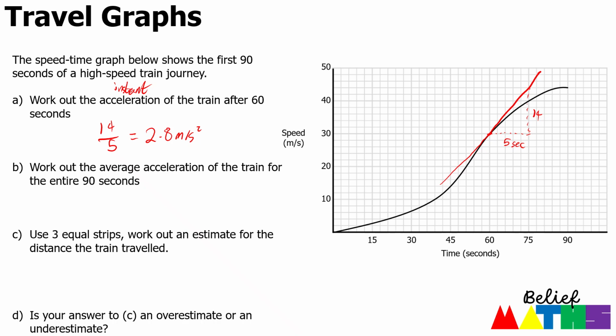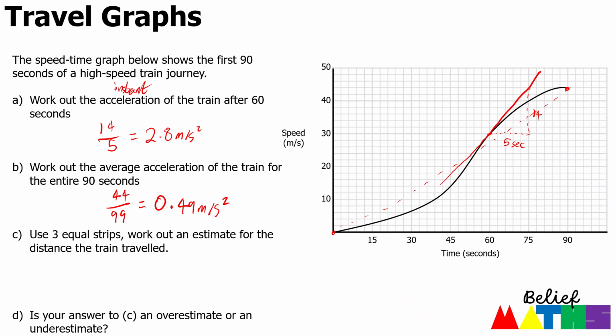The next one asks us to find the average acceleration. So instead of finding a tangent, we have to find the line joining 0 seconds to 90 seconds. And we draw a line the whole way along from start to finish, again using a ruler. So this is the average, so it's a line joining 0, it's not a tangent. And then we find the average for the whole 90 seconds. So again, we use the same thing. We had 44 for the speed and 90 seconds. And then 44 divided by 90 gives us 0.48 recurring, or 0.49 meters per second squared.